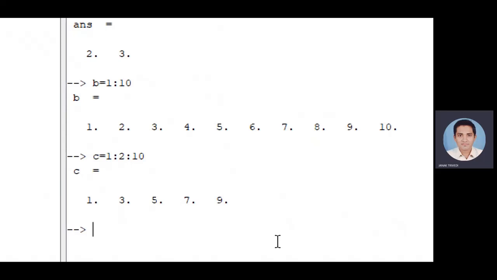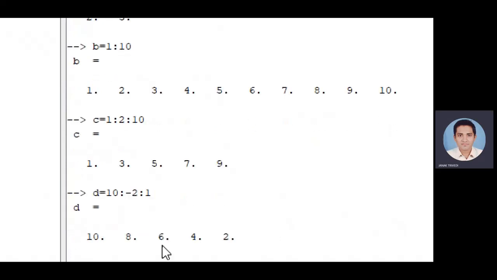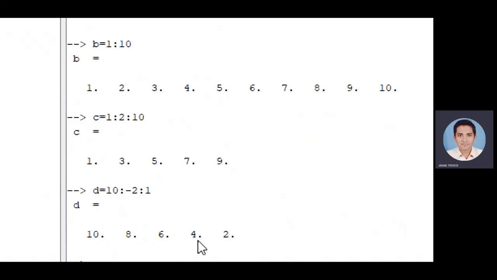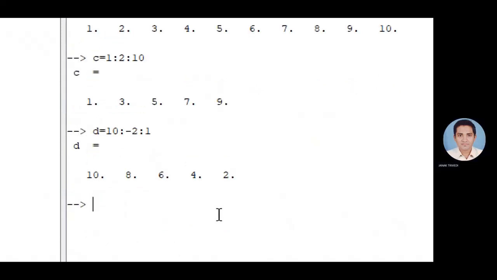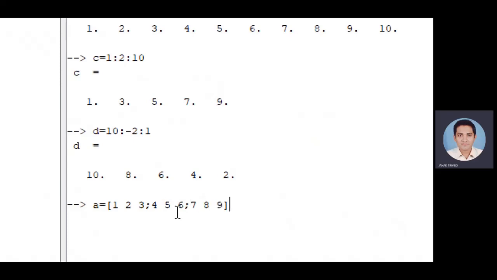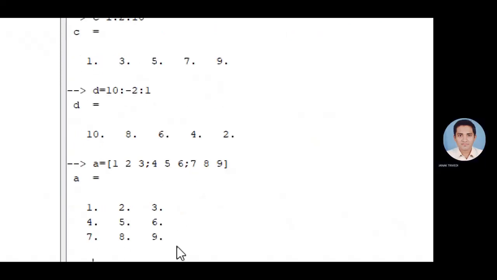We can also do the reverse, a decrement operation. So D equal to 10:-2:1. You can see D equal to 10, 8, 6, 4 and 2. Okay, so this is the use of the colon operator. Now once again we create a matrix with the help of square brackets: 1, 2, 3; 4, 5, 6; 7, 8, 9. So here a 3 by 3 matrix is created.